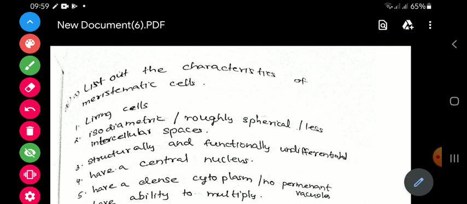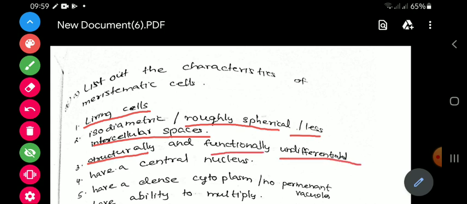So they are living cells. Number one, they are living cells. They are isodiametric, which means they're roughly spherical. They have less intracellular spaces. So if you see the cells, they have very less intracellular spaces. They're structurally and functionally undifferentiated, a very important point. So they are ready to be differentiated later, right? When the time comes, they differentiate.